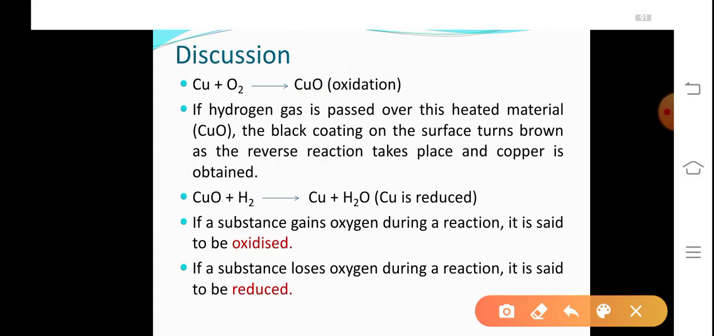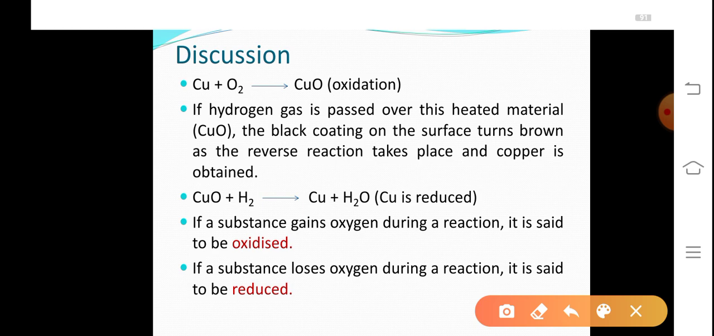So the overall chemical equation can be written as copper plus oxygen from the atmosphere will form copper oxide. So this is an example of oxidation because oxygen is added to the copper here. Now if hydrogen gas is passed over this heated material, that is copper oxide, the black coating on the surface turns brown as the reverse reaction takes place and copper is obtained.